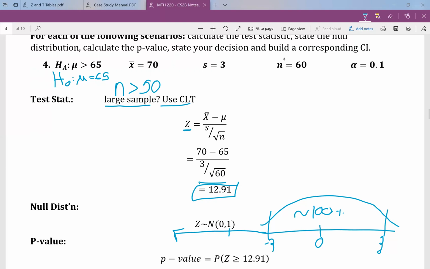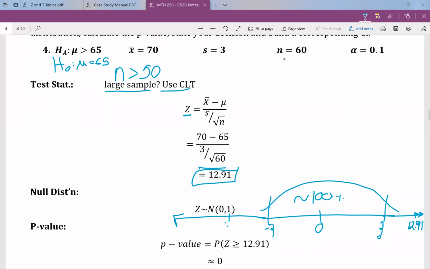But we're down here, oops, other side. We're down here at 12.91, okay? And so we want to shade the area that's above 12.91. There's not a whole lot of area above 12.91. So what are we going to say with our p-value? That it's going to be approximately 0.